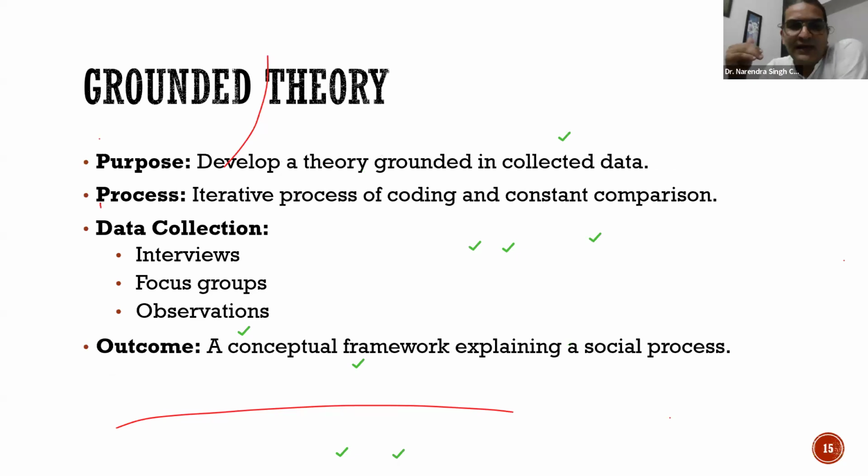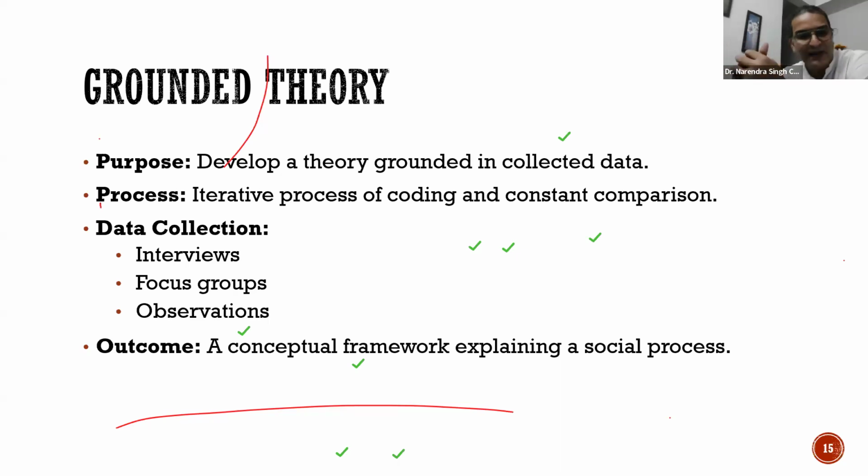Then coming to grounded theory, it helps me to develop a theory grounded in collected data. So that is why I'm using grounded theory. There's one paper recently published. I will share that with you. That is in A category. One of my friends, she has published that. So the iterative process of coding and constant comparison actually helped me to come to those particular themes and then propose a particular theory out of it.